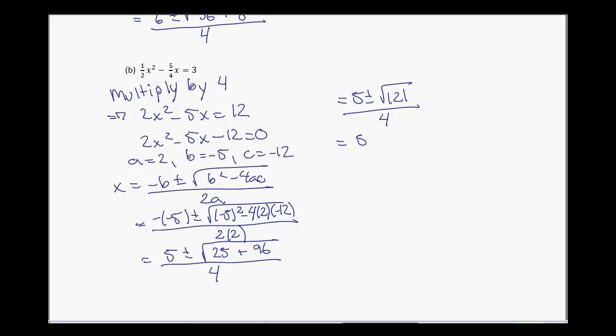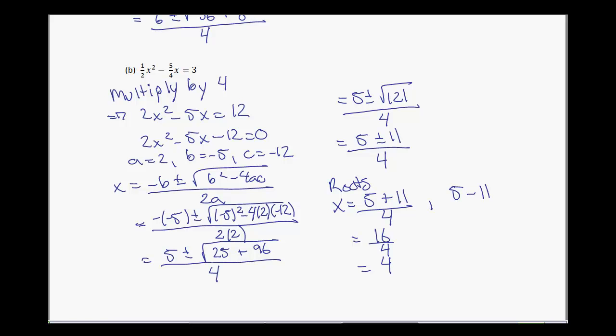121 is a perfect square, so this becomes 5 plus or minus 11 divided by 4. But we cannot simplify any further from there, so our roots here are going to be x equals 5 plus 11 divided by 4, which simplifies to 16 divided by 4, which equals 4. And 5 minus 11 divided by 4, which becomes negative 6 over 4, and simplifies to negative 3/2. So x equals 4 and x equals negative 3/2 are our solutions here.